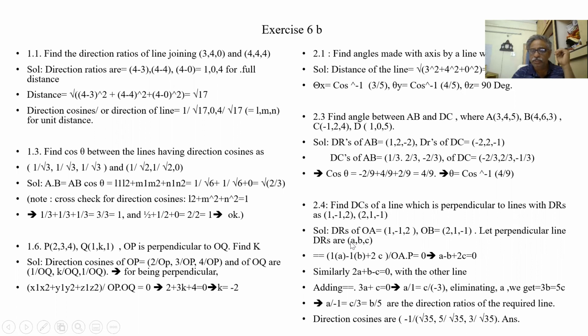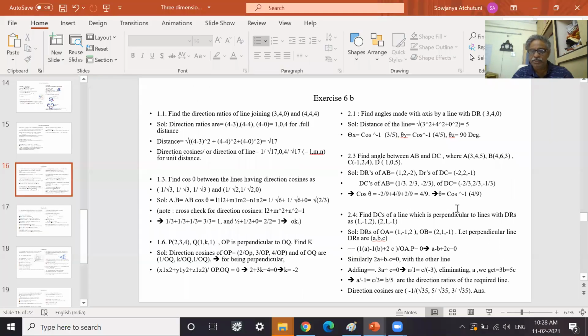So we know this line OC is perpendicular to OA. So A minus B plus 2C is equal to 0. It is also perpendicular to this, so 2A plus B minus C is equal to 0. So when we solve this, we may not get A, B, C, but we'll get their relations.